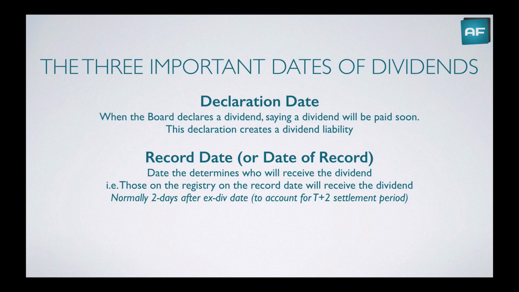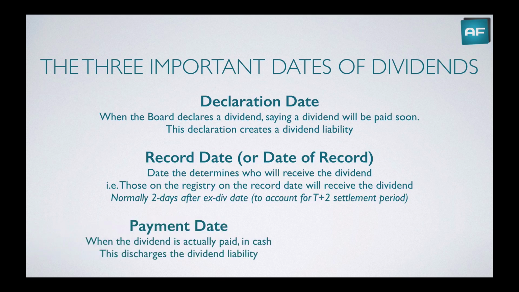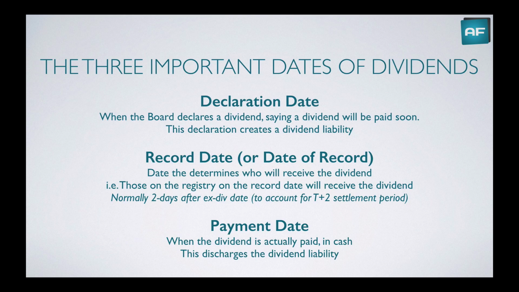Now normally the record date is about 2 days after the ex-dividend date. And this accounts for the T+2 settlement period, which is common in many countries. And that would allow people to buy and sell prior to going ex-div, and then have a couple more days for the settlement to actually occur and you become the legal owners. And the third and final date is the payment date. This is when the dividend is actually paid in cash, and this will discharge the dividend liability.